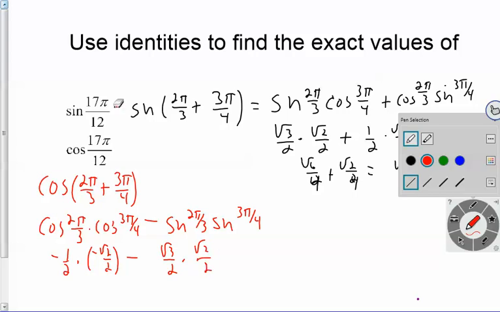So when you combine these things, that's positive radical 2 over 4 minus radical 6 over 4. And so this is the same kind of thing. Factor out the radical 2, so then it's 1 minus radical 3 all over 4. Doesn't look very nice, but it works, I guess.